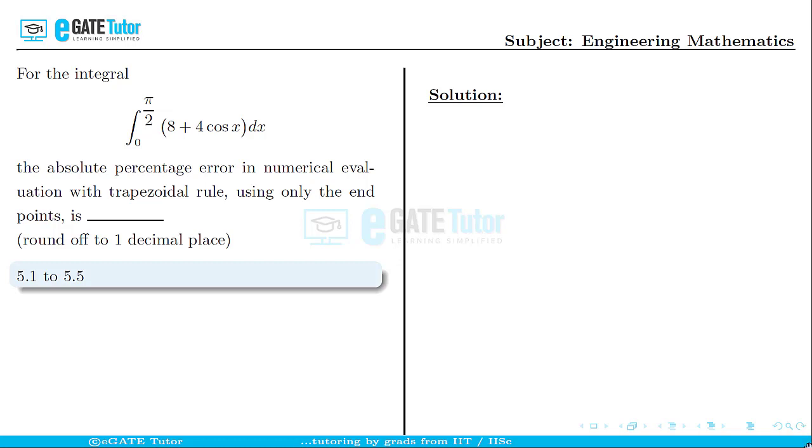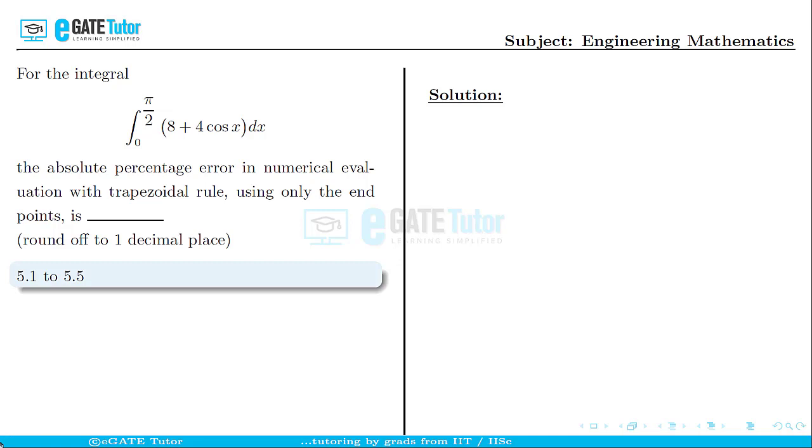We need to remember one point that whenever it is asked to calculate absolute percentage error for any particular integral, first we need to calculate the integral value using analytical method, and then we will start solving this using trapezoidal rule. Then it will be easier for us to calculate the absolute percentage error. Let's move on to the solution.